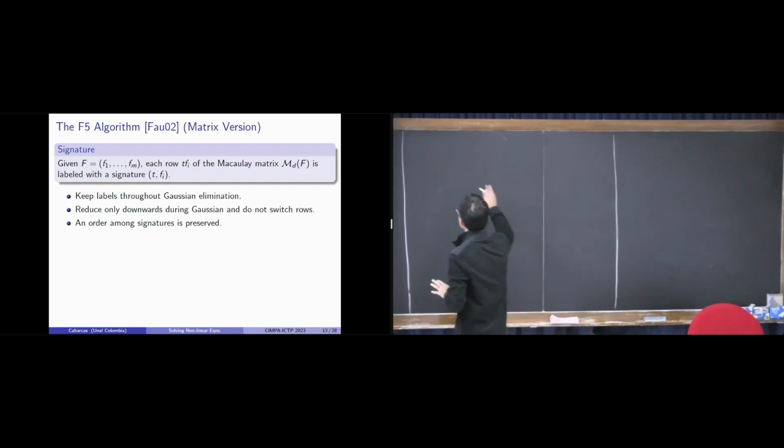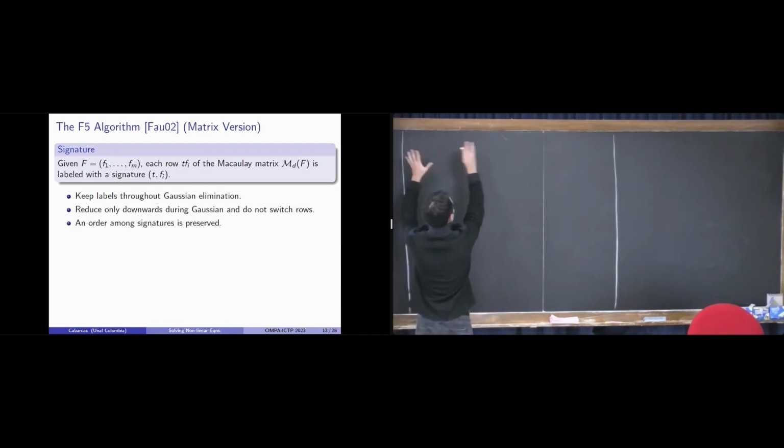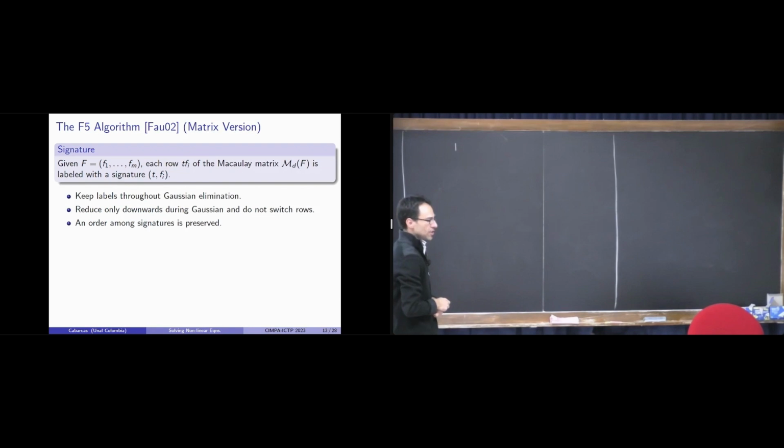So I'll give you a quick example just so that you convince yourselves that this is possible. Let's say that at some point on the Gaussian elimination, you have a pivot at this position. You clean the column, you put zeros down from there.